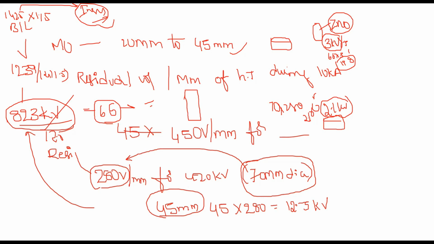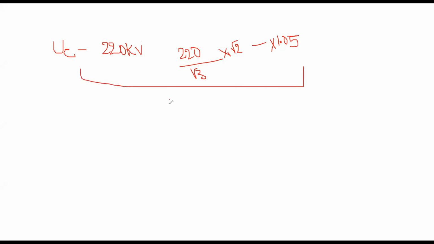So removing all these things, let's do the calculation, then you will get an idea. First of all, let's assume my continuous current. Suppose it is a 220 kV system. So 220 kV divided by root 3 into root 2 gives my UC, with a factor of 1.05 as per IEEE conditions and 0.1 for the harmonics content. So this will give the continuous operating voltage of my lightning arrestor.